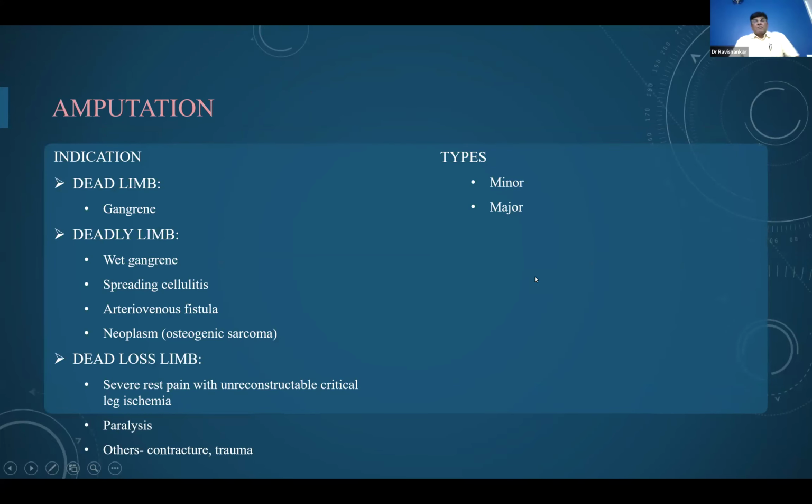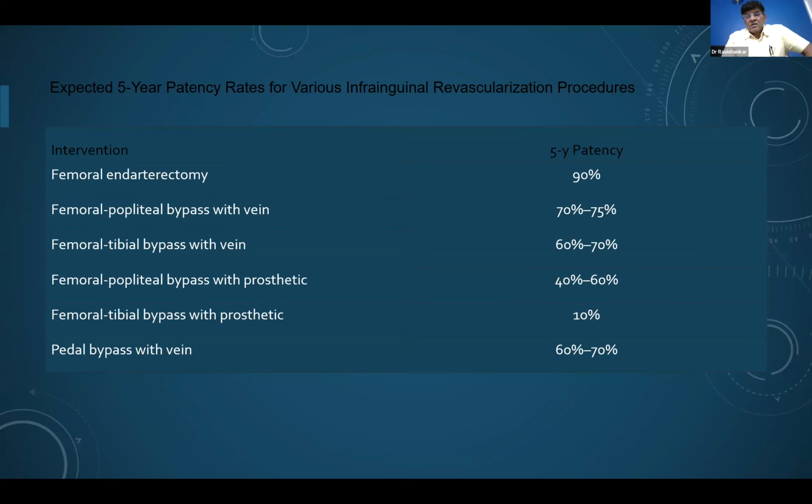When you are doing all these methods, such as femorodistal bypass, if you don't have a saphenous vein, what do you do? Sir, we can use the Dacron and PTFE graft, sir. Usually it is PTFE. Yes, sir. To improve the patency, what do you do?